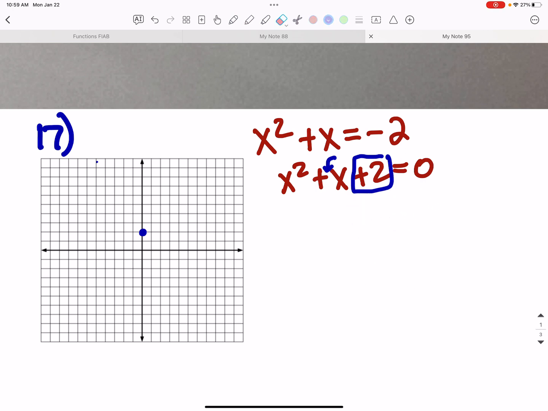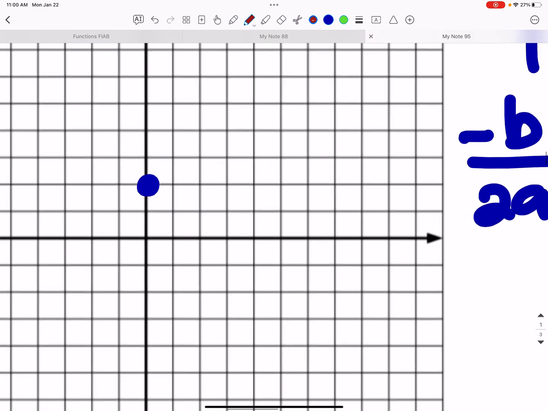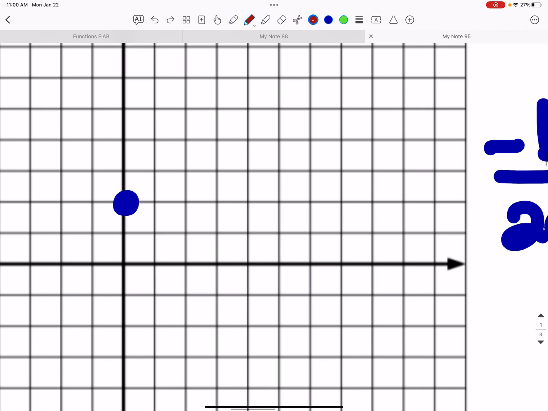So if I can't factor this, I'm going to go look for the middle. -b over 2a equals, b is 1, so -1. A is 1, so 2a is 2, equals -1/2. That means the middle is right here at -1/2 somewhere. Which, if that's the middle at -1/2, I know there's another dot right here because they're on the opposite side, equally from the mirror.